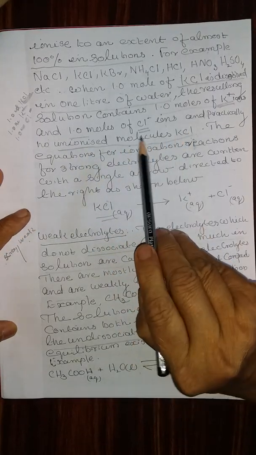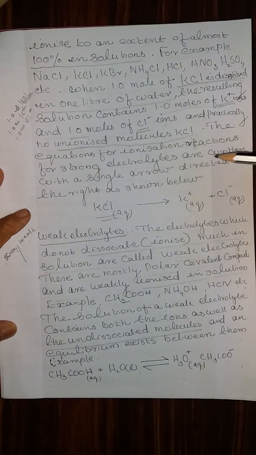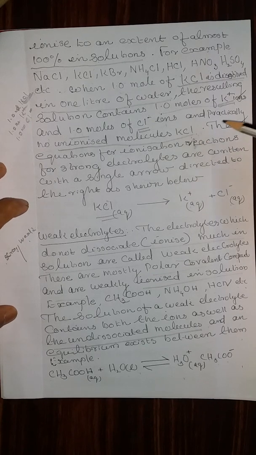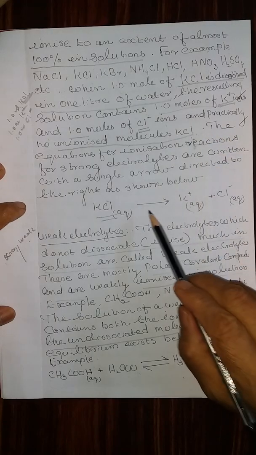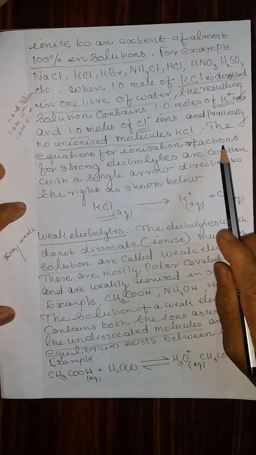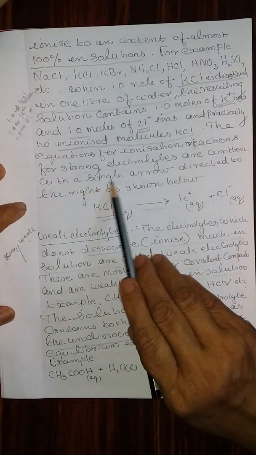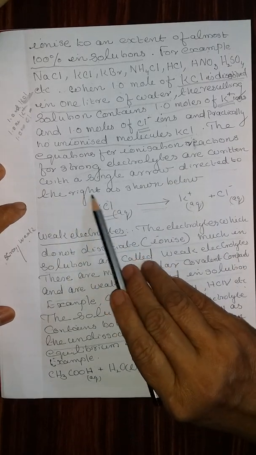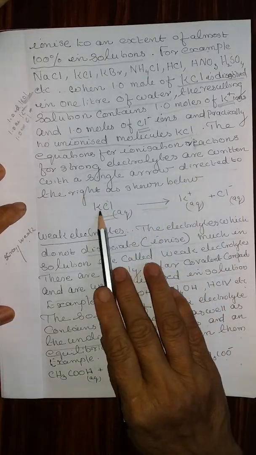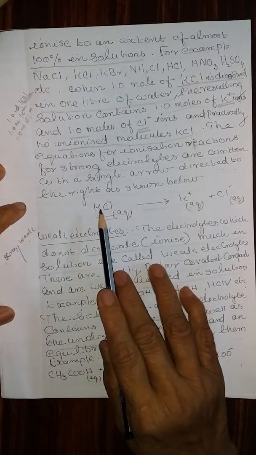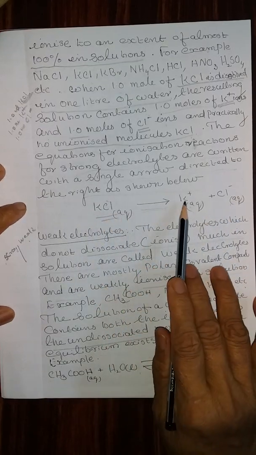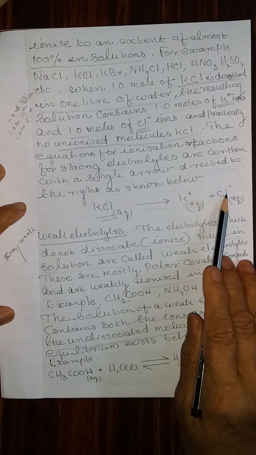For example, what happens when 1 mole of potassium chloride ionizes in water? It forms 1 mole of K+ ion and 1 mole of Cl- ion and no undissociated molecule. Therefore, the chemical equation can be represented by a single-headed arrow. The equation for ionization reactions of strong electrolytes can be written with a single-headed arrow directed to the right as shown below. That means completely ionized. This is the undissociated molecule that we have as a reactant. This completely ionizes and forms K+ and Cl-.